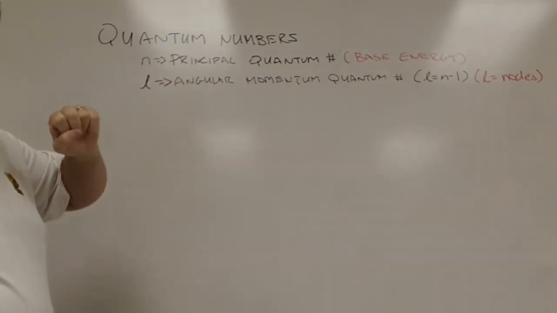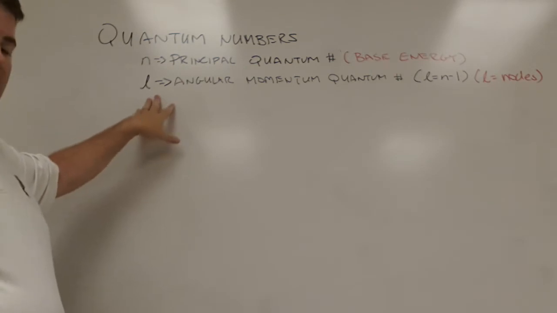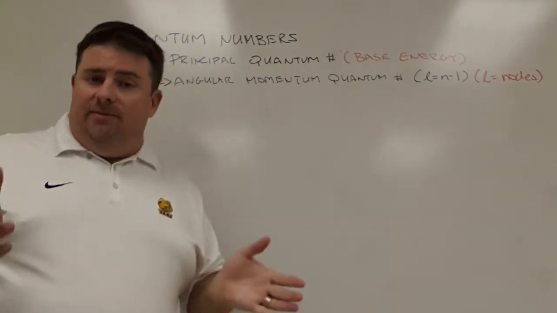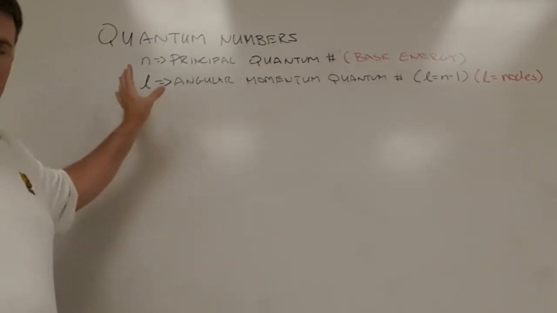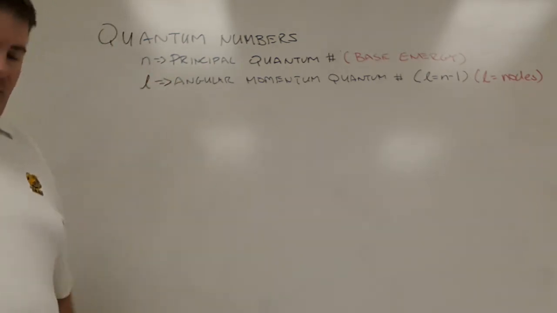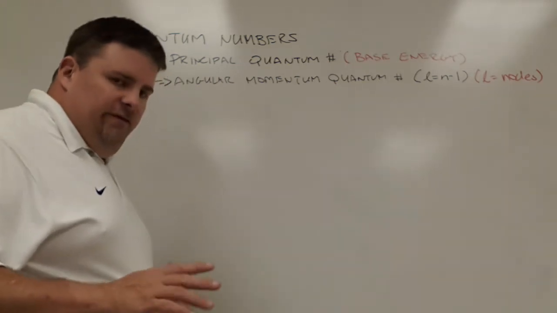L, angular momentum quantum number. If you use a different book, sometimes you'll run into the term azimuthal quantum number. That's what L has also been called. So it's angular momentum, azimuthal quantum number. Either one of those is going to work for you.